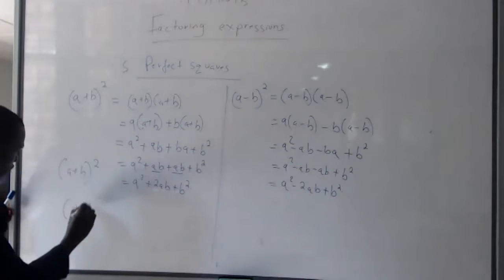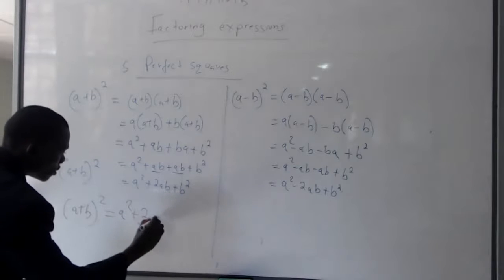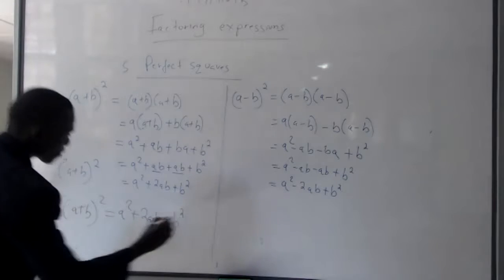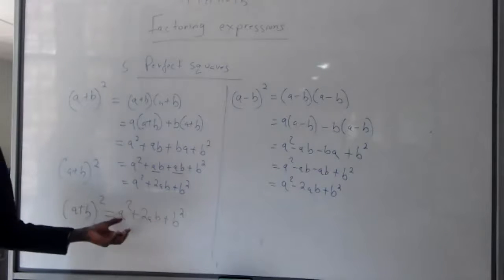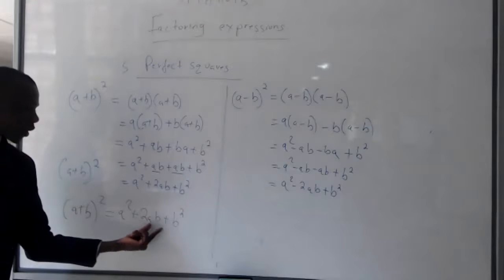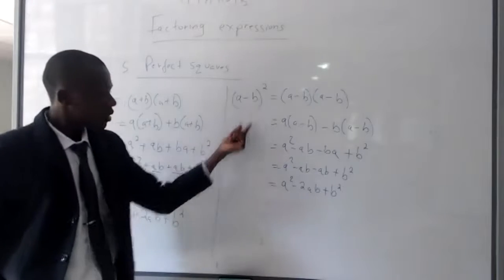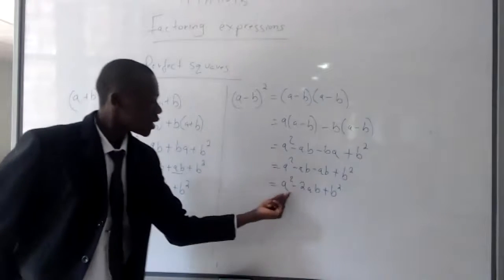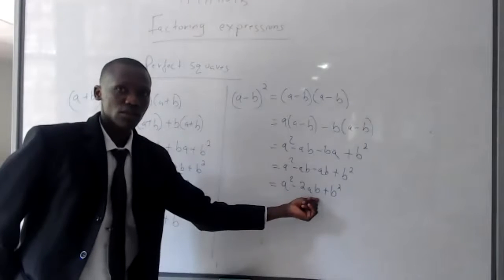(a plus b) squared is a squared plus 2ab plus b squared. When you're squaring a sum of two numbers a and b, the result is the sum of the squares of the numbers, the square of a plus the square of b, and then plus twice the product. The product is ab. When you're squaring a difference of two numbers, the result is the sum of the squares, and you subtract twice their product. Okay?